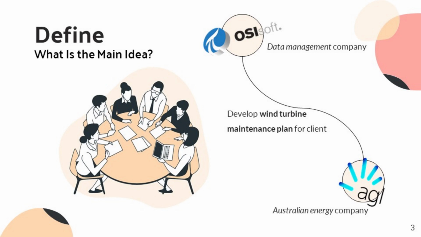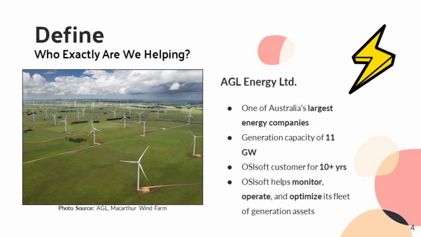future. So as a preface to our project, our team was tasked by OZSoft, who's a data management company, to prepare a cost-efficient wind turbine maintenance plan for their client AGL, an energy company located in Australia. AGL is one of Australia's largest energy companies and has been working with OZSoft for over 10 years. OZSoft helps operate, maintain, and optimize its fleet of over 50 turbines.